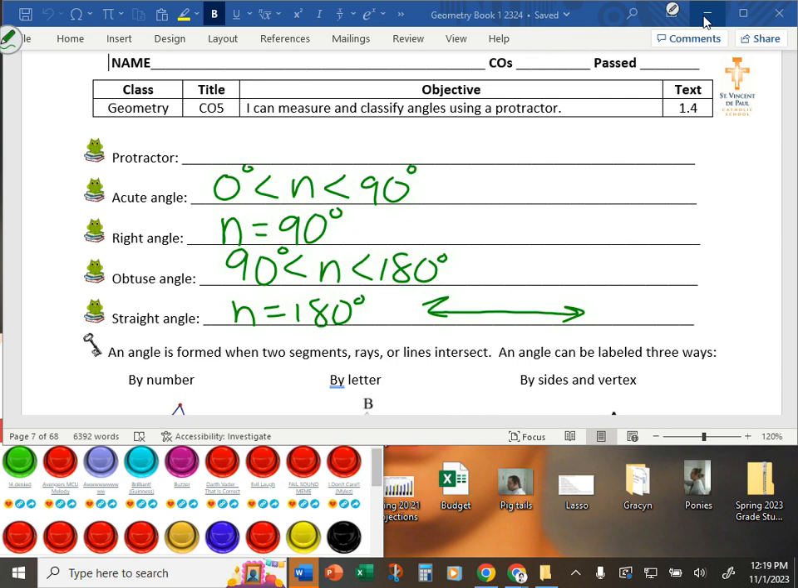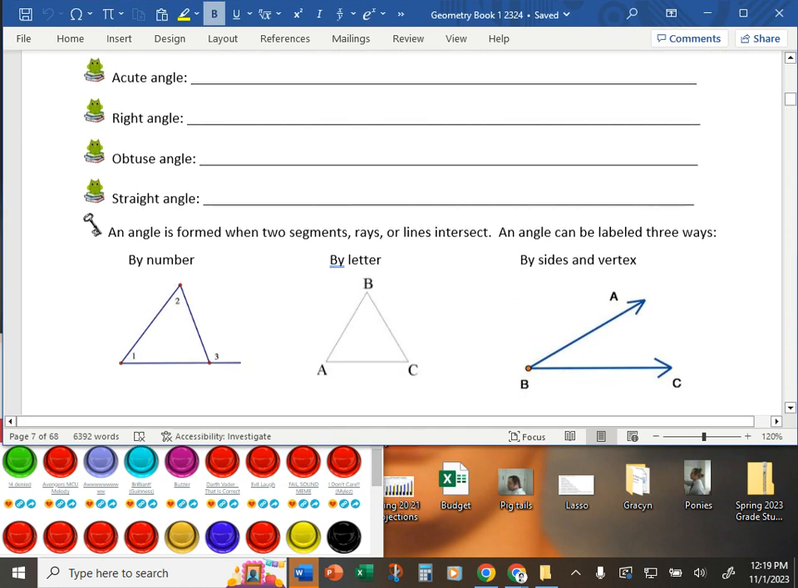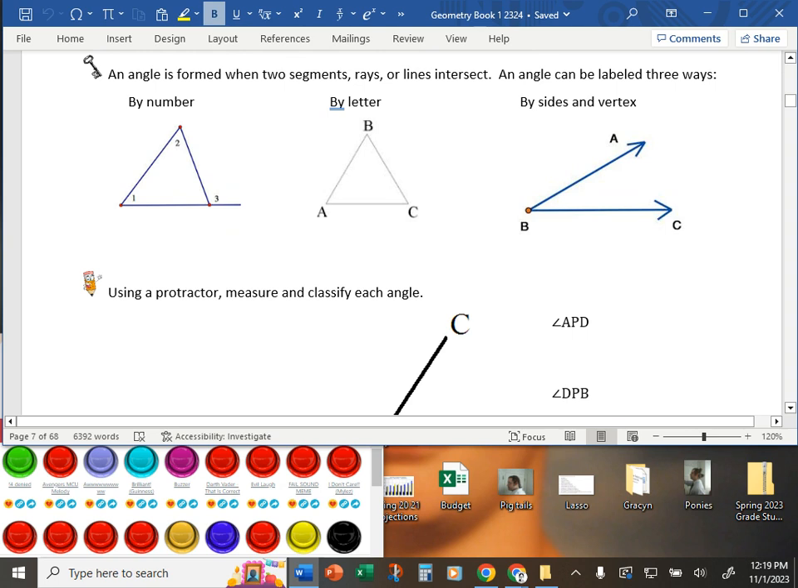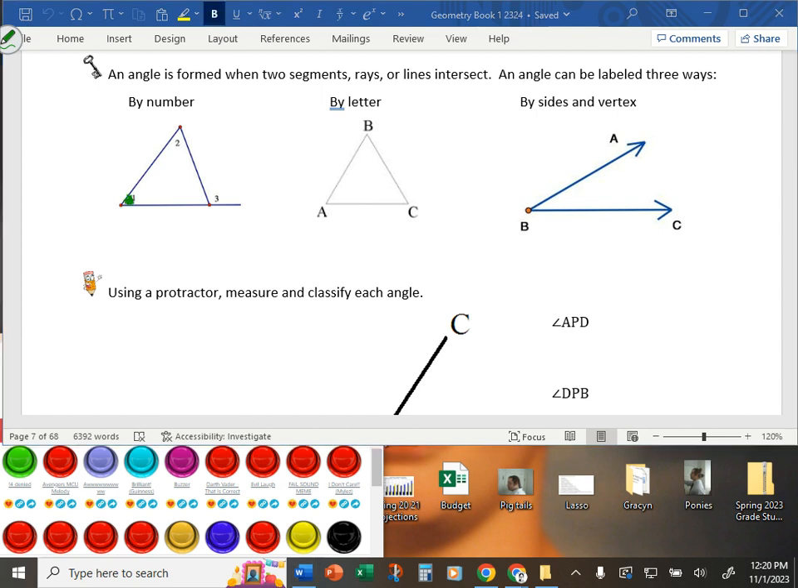Okay. So, like we talked about with segments and lines and the notation and how to label, we have something similar here with angles. An angle is formed when two segments, rays, or lines intersect. Okay. An angle can be labeled three ways. It can be labeled by number. If I've got a triangle here, I can label this angle, angle 1. And when we talk about the angle is between the segments, rays, or lines, or whatever forms it.